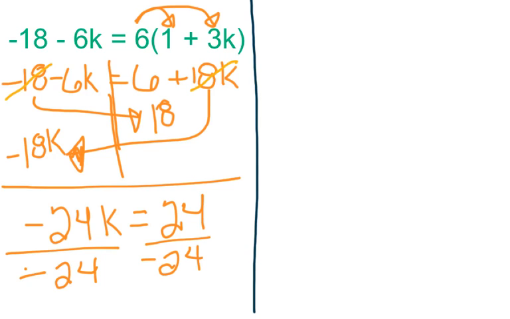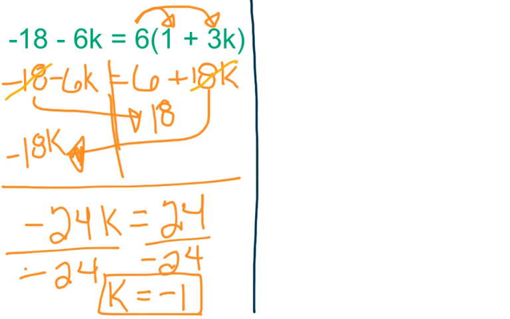Okay? Now, on the left side, negative 24 divided by negative 24 happens to be 1. So you're left with just k. And then on the right side, you have 24 divided by negative 24. That is equal to negative 1. So our answer for this equation is k equals negative 1.